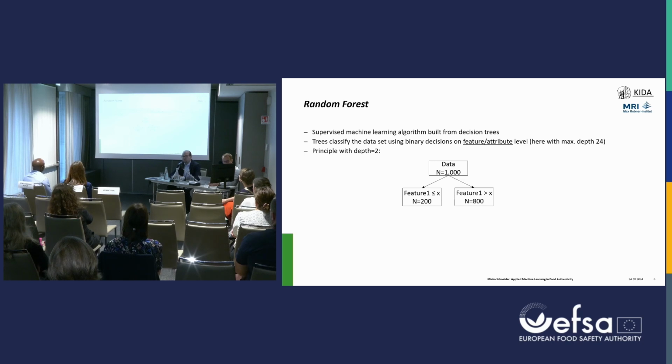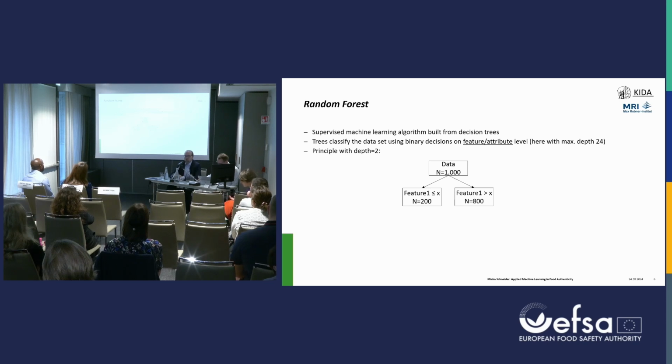Just a brief introduction. So what is random forest? Maybe not all of you have seen it before. It's a supervised machine learning technique, and it's built up from decision trees. Here we see an example of one decision tree, which is using binary decisions on feature or attribute level. We start with a data set, let's say here 1000 samples, and then we split the data in 2 classes according to a certain feature. If the feature of these observations is below a certain level, all observations go to the left side, and if it's above this level, then it's to the other side.